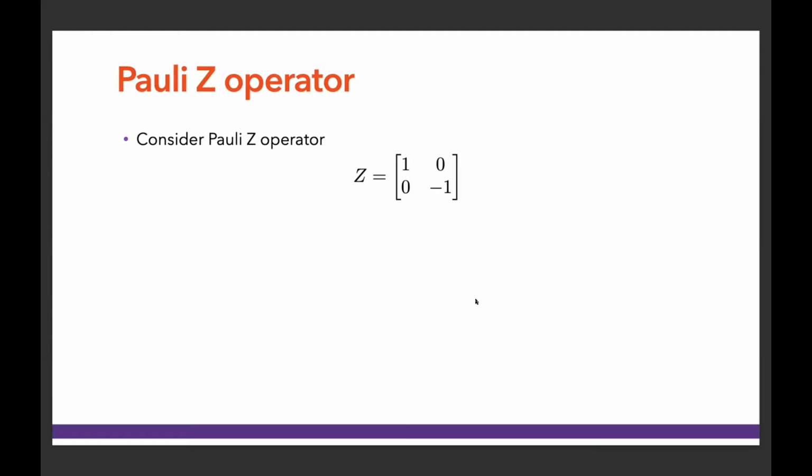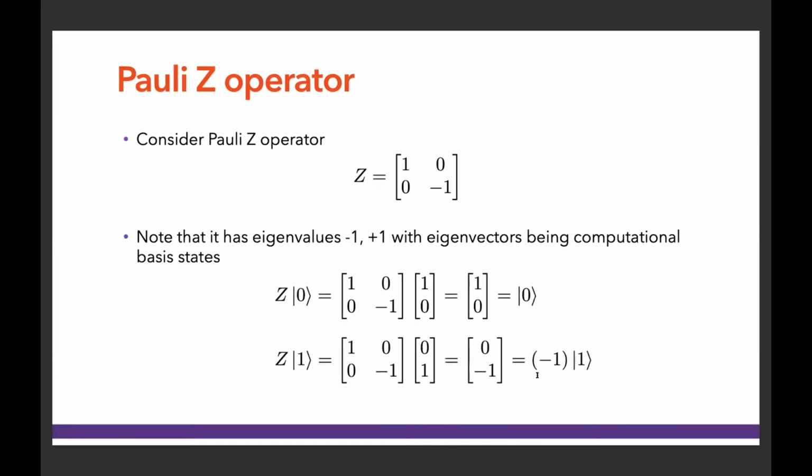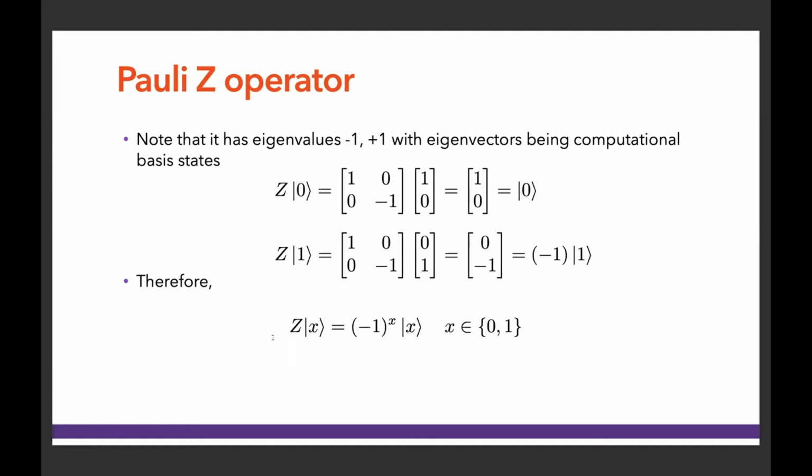Okay, so first things first, what is a Pauli Z operator? Pauli Z is simply this diagonal matrix that has 1 and -1 on the diagonal. We can easily check that it has eigenvalues -1 and +1, with eigenvectors being the computational basis states. So if you apply Z to state 0, we get state 0 out. And if we apply Z to state 1, we get a -1 factor in front of state 1. More generally, Z acts on a computational basis state X as -1 to the power of X, where X is just a single-qubit computational basis state.